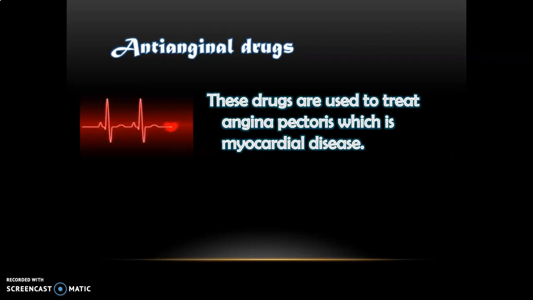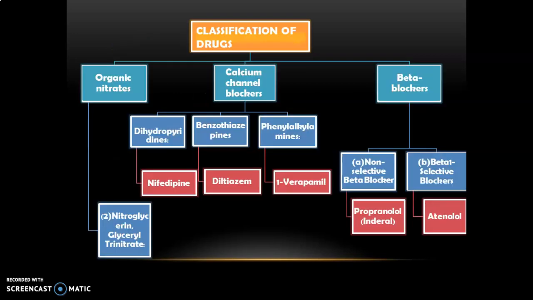So let's see the anti-anginal drugs. What are anti-anginal drugs? These are the medicinal agents or drugs which are used to treat angina pectoris, which is a myocardial disease. Now let's see the classification of the anti-anginal drugs. Mainly, the classification can be done in three major classes: organic nitrates, also known as vasodilators; second, calcium channel blockers; and third, beta blockers.